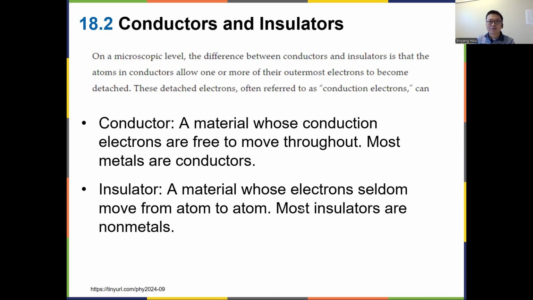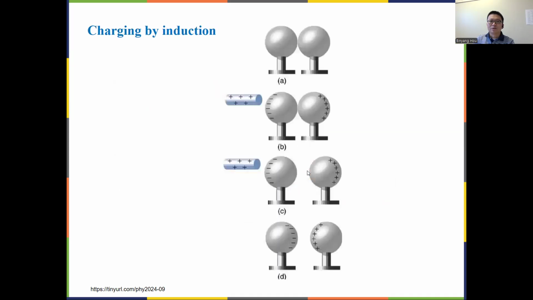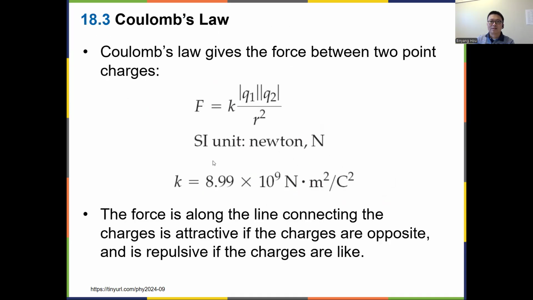We also talked about conductors and insulators. The two are different because conductors do have conduction electrons, while insulators do not have conduction electrons. You can charge an object by contact with a charged object, or you can charge by induction. So there are a couple of ways that you can do it.